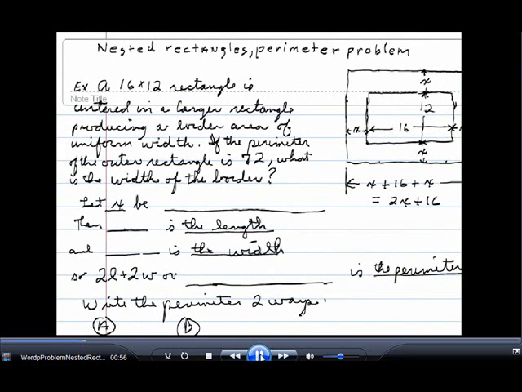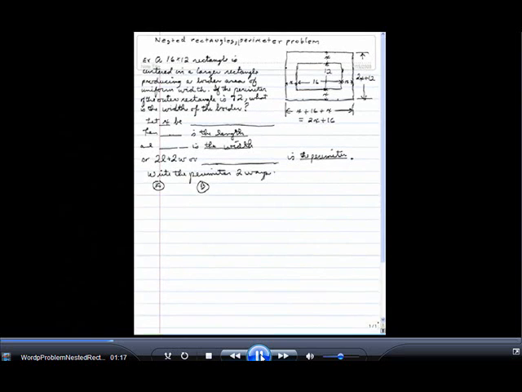Now I haven't specified units. This could be done in inches, then we'd say 16 inches by 12 inches and the perimeter is 72 inches, or it could be done in feet or meters or whatever. However, if the dimensions were not uniform, you would have to make them uniform. You'd go to a uniform unit of measure before proceeding with the problem.